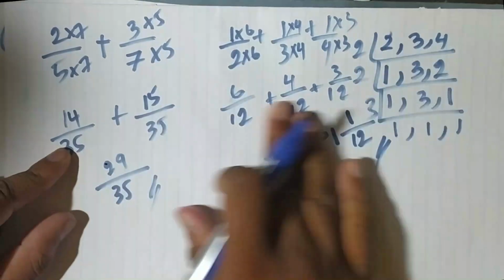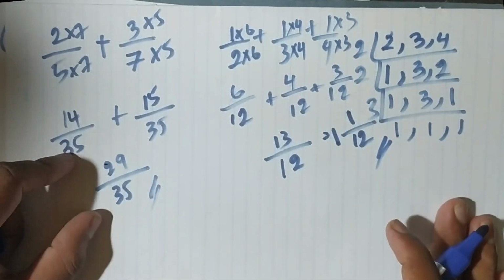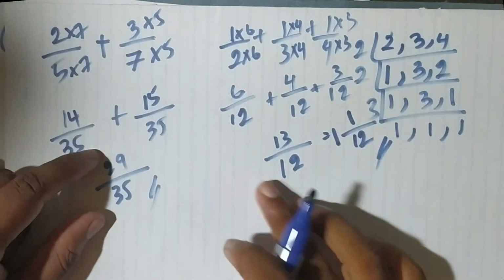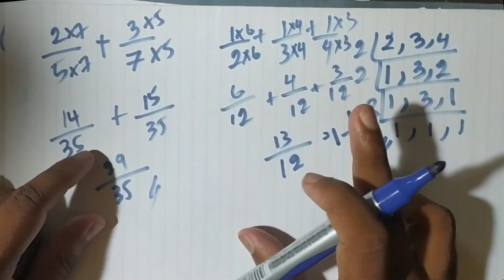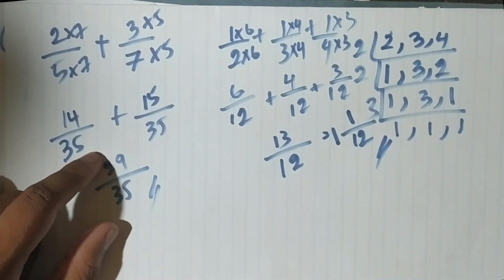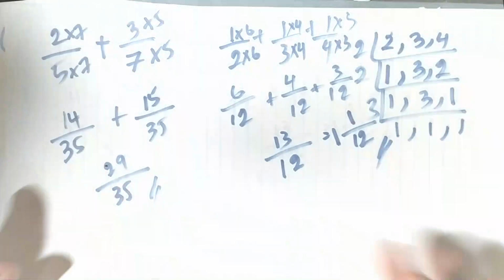So this method is not only for addition, it is the same for subtraction. So when you are adding or subtracting, the denominator should be the same. If it is not the same, you can't add or subtract. So you should convert into the same denominators. So I am just coming to another example.